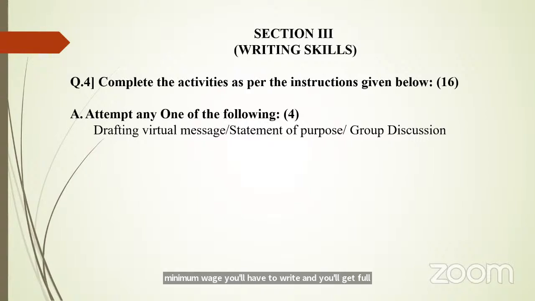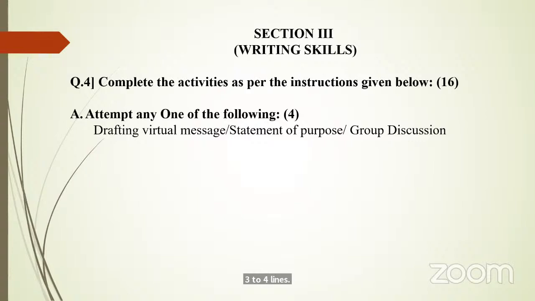How? If you do the presentation outline, if you write the date and the time, that comes under presentation. Then in minimum words, you have to write that message, where we'll check whether you are able to use compound and complex sentences, whether you are able to use coordinating conjunctions. Make it short. So this is about drafting a virtual message. The options, it is up to you whether you want to opt for a virtual message or statement of purpose or group discussion. So for a virtual message, only 50 words, hardly 3 to 4 lines, not more than that.